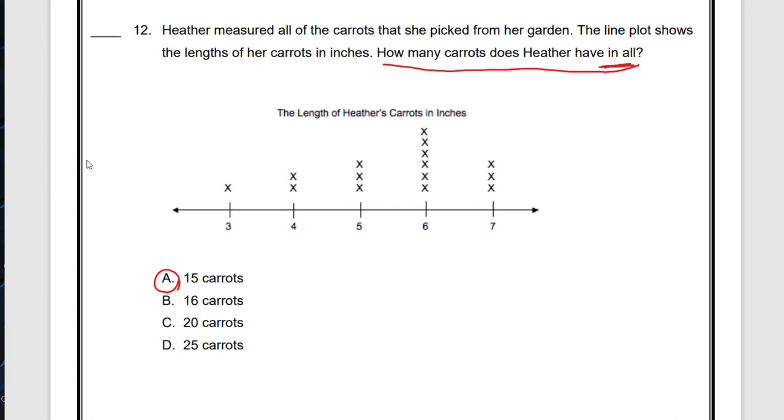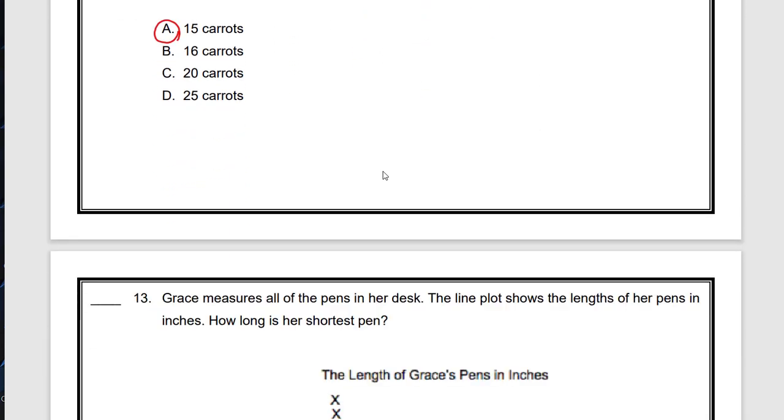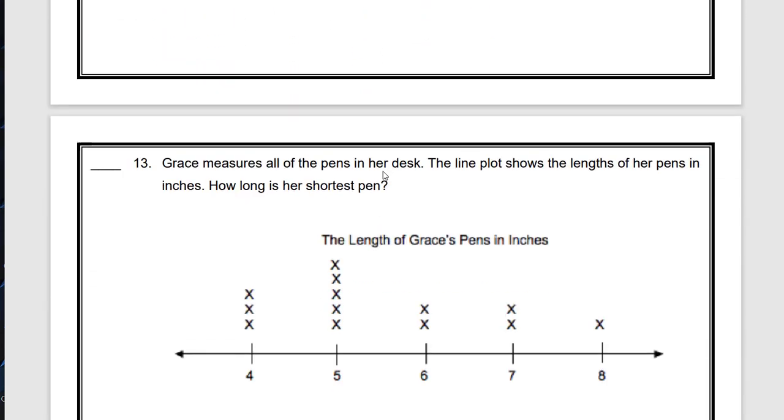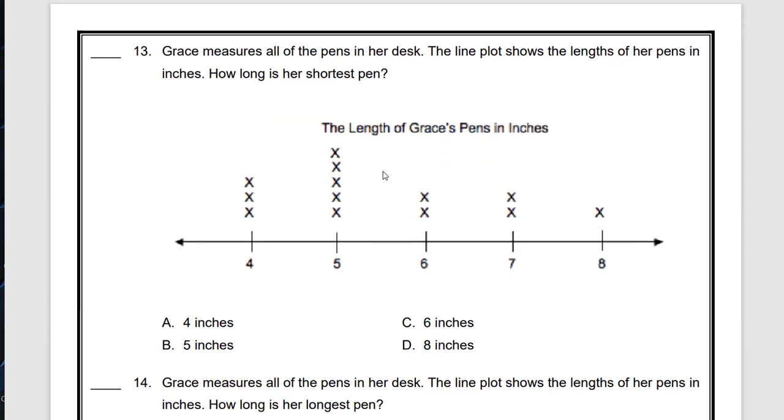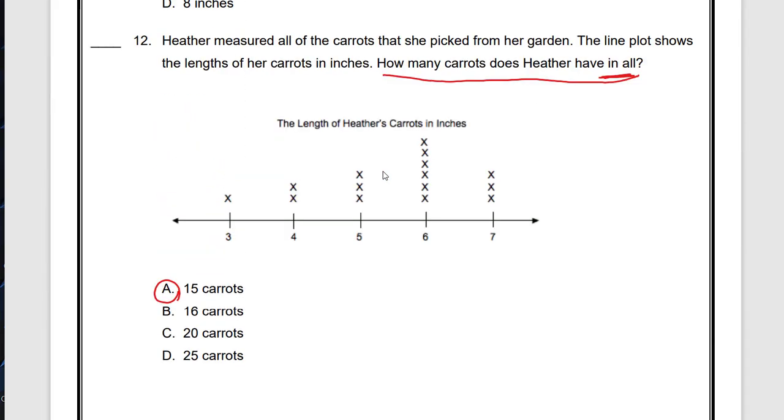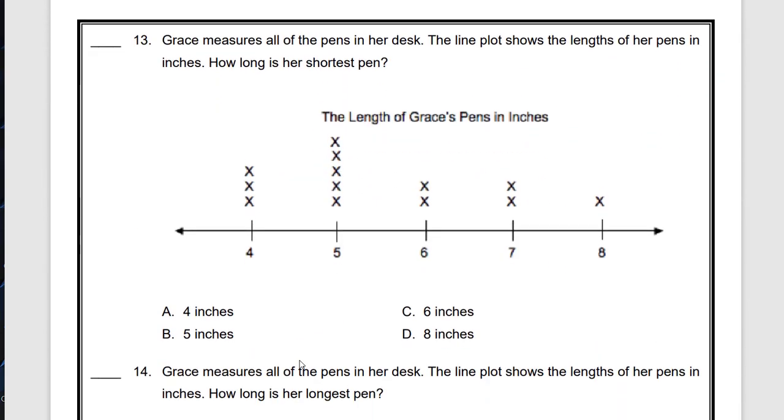Okay, so Abdullah, if you have any problems with the line plots, you need to focus on this. We have other questions also for the line plots. Focus on them, my hero. And if you have any problems or you don't understand anything, please tell me. Okay, my heroes. So question number 12, the answer is A. Any problems? Let's move to question number 13.